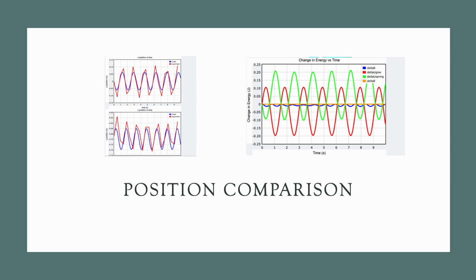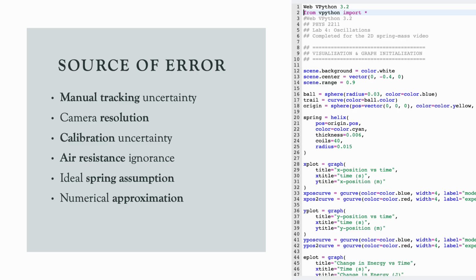There are still some small differences between the two, which is expected in any experiment. These differences can result from small errors while manually tracking the mass, slight calibration inaccuracies, or the fact that the computational model assumes ideal conditions, such as no air resistance and a perfectly elastic spring. Even with these differences, the agreement between the experimental data and the simulation shows that the mathematical model provides a reliable representation of the spring mass system.